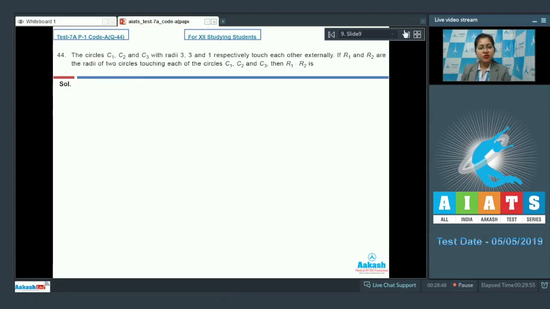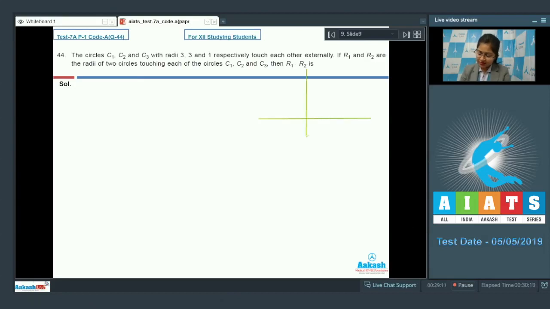Next is question number 44. The circles C1, C2, C3 with radii 3, 3 and 1 respectively touch each other externally. If R1 and R2 are the radii of two circles touching each of the circles C1, C2 and C3, then we have to find the value of R1 into R2.